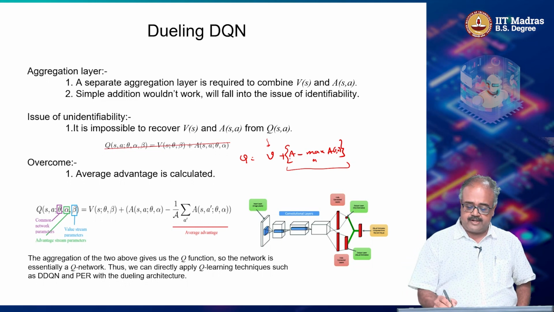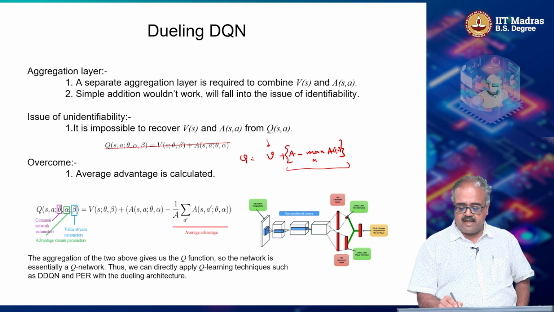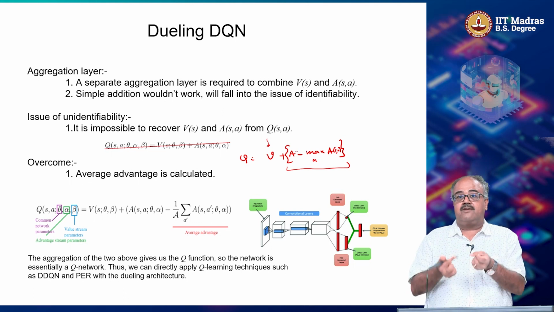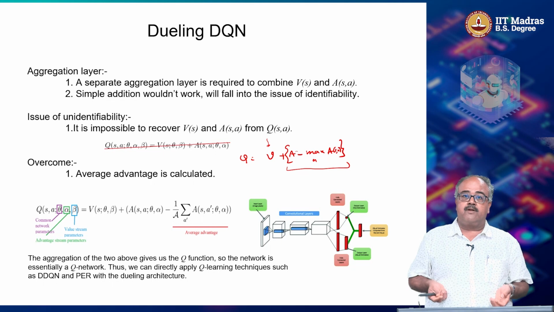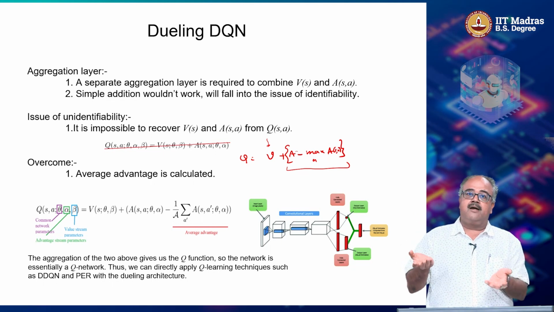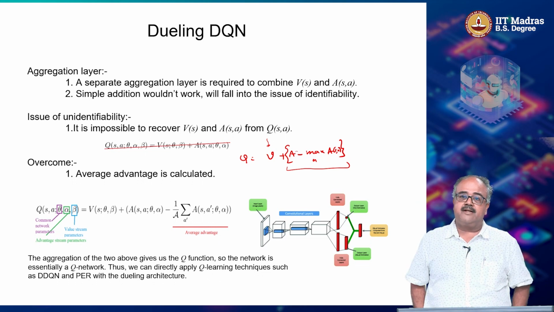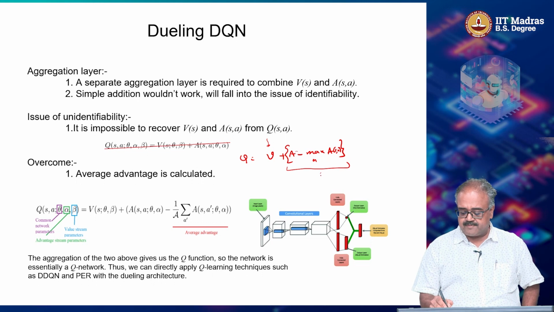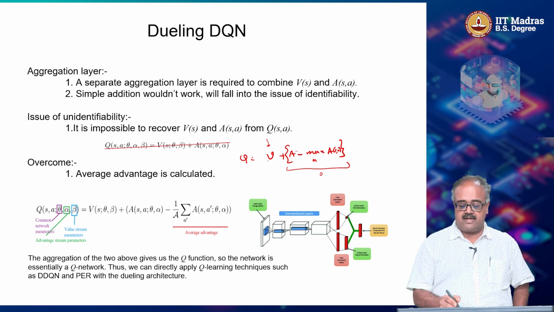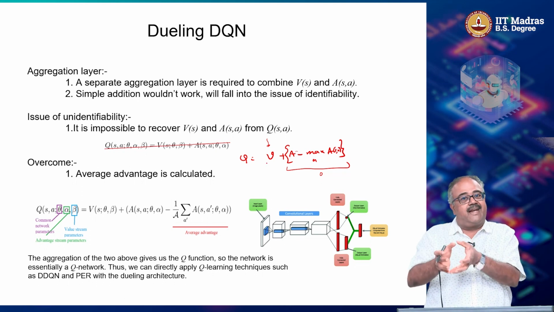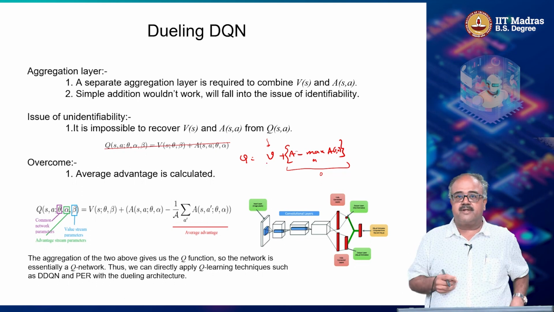So one way of ensuring that is, instead of just saying V plus A is my Q function, I will adjust the A by the maximum advantage I have learned. So even if my network is scaling up the advantage arbitrarily, because I am normalizing it by subtracting the maximum value, for the best action this expression will become 0. Therefore, Q of the best action should be equal to V. So that gets enforced, and therefore the system becomes identifiable.